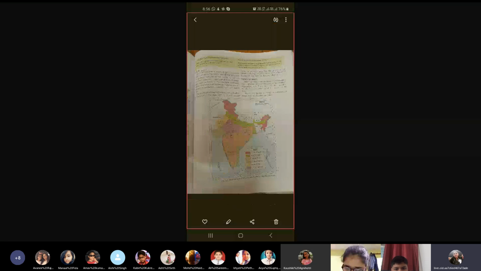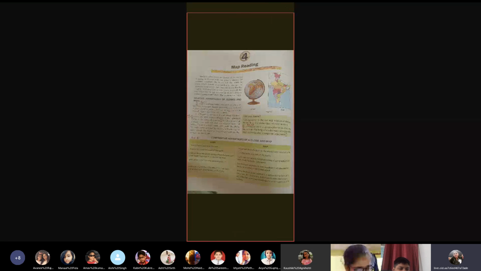So basically, maps are more handy, more easily available, and they are more informative. That means they give more information. So they are more useful than the globe, basically. Please mark this as your E1 answer. Though we have not yet done D4 and C4 and C5, but please mark E1.